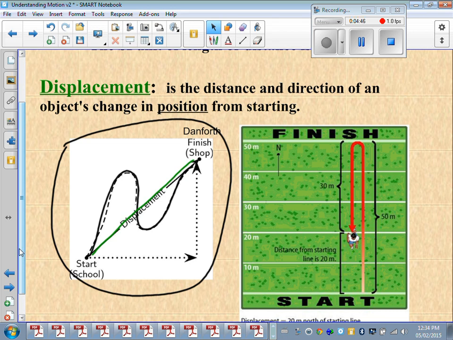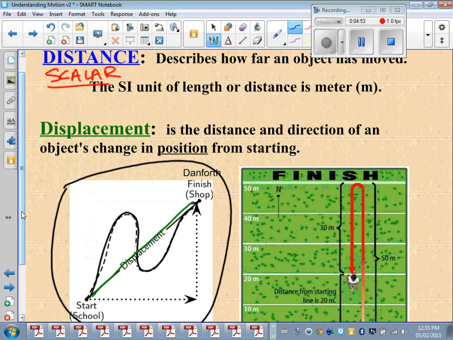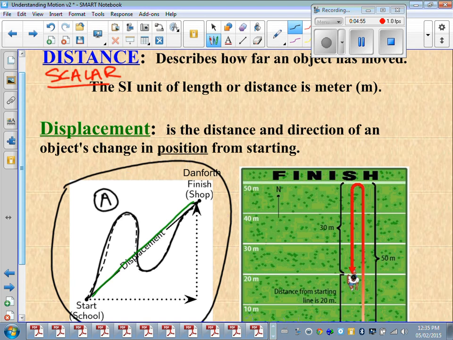However, they'll have different distances. The distance for A will be much greater than the distance for B, because it's just the amount traveled. However, their displacement would be the same because they end up the same amount from the starting position.